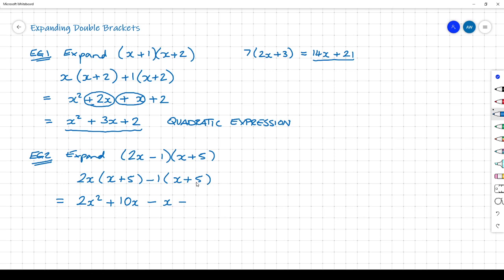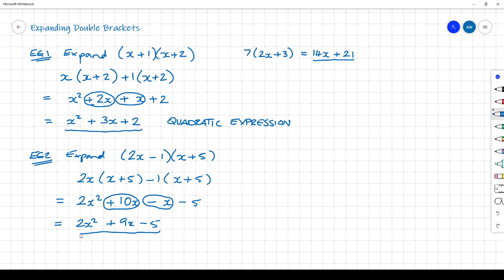Minus 1 times 5 is minus 5. Again, we have two x terms in the middle that we can collect together. I put bubbles around them so they stand out. Make sure you include the sign inside the bubble. It's part of the x, don't chop it off. 2x squared plus 10x, take away x, is plus 9x. And we've got the minus 5 on the end.